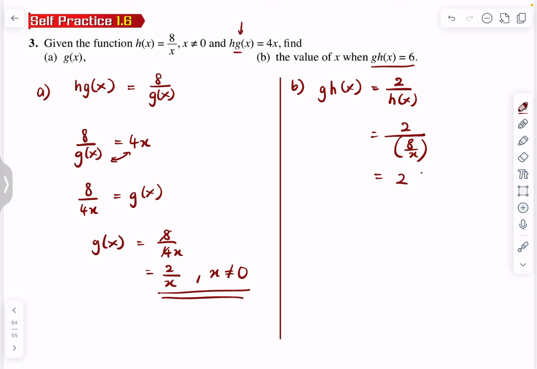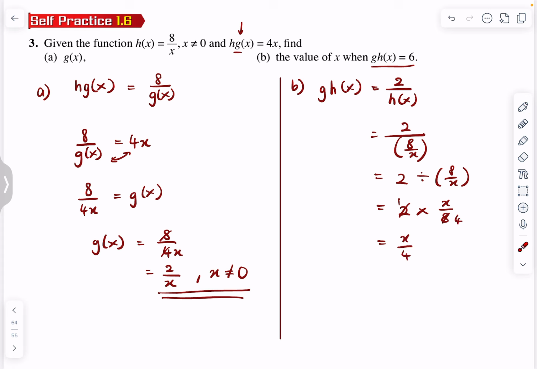So this is equivalent to 2 divided by 8 over x, which is also 2 times x over 8. Whenever you have fractions and you have divide, you have to make it into times and you have to flip it. So this will be, simplify, this will be x over 4.